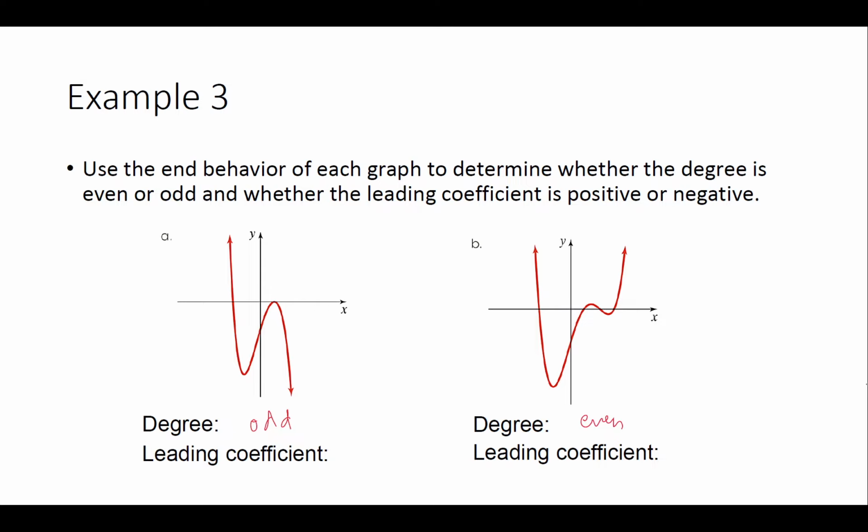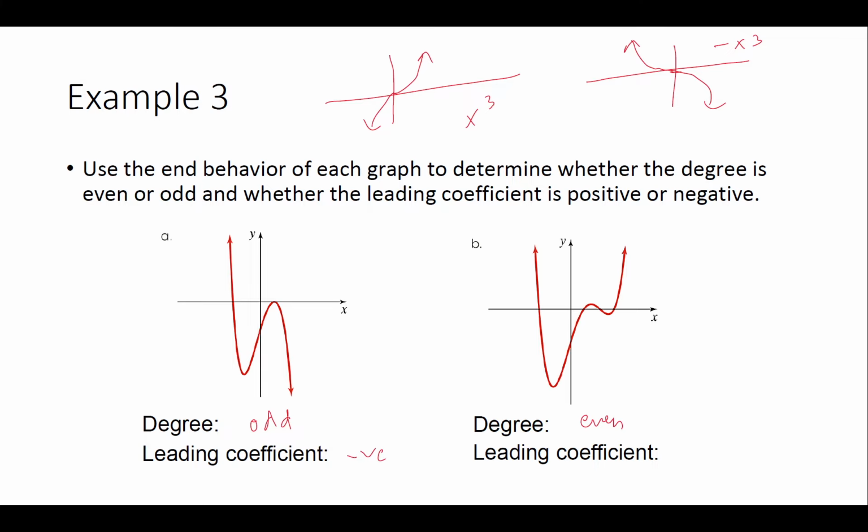For the leading coefficient, for an odd degree, the right-hand side is going down and the left-hand side is going up, which is the opposite of the graph of x cubed. Think about the graph of x cubed and the graph of negative x cubed. So it's very similar to the graph of negative x cubed, so the leading coefficient should be negative.